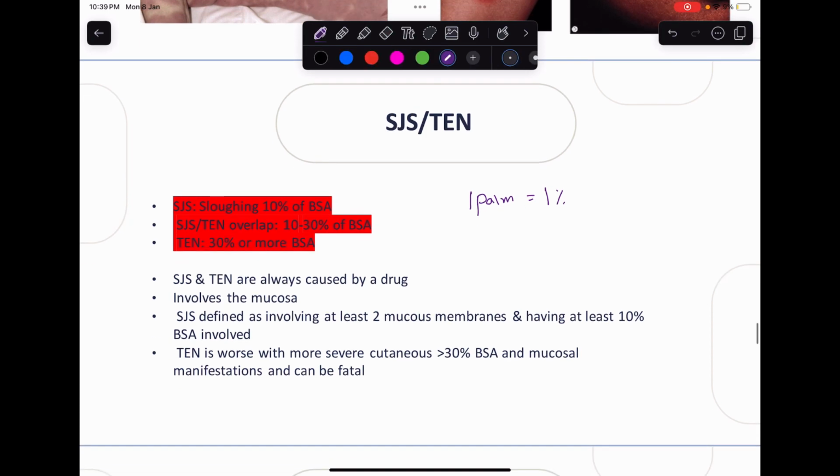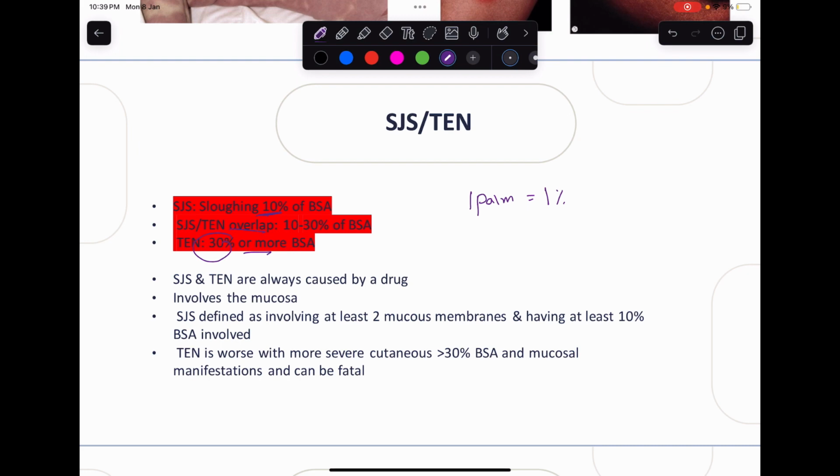طيب آخر شيء راح نتكلم عنه اللي هو ستيفن جونسون والtoxic epidermolysis necrosis. The main difference between the two اللي هو involvement of the body surface area. بالSJS راح يكون في sloughing 10% of the body surface area while TEN راح يكون 30% or more. طبعا ال percentage between 10 to 30 تسمى overlap between ال SJS وال TEN.